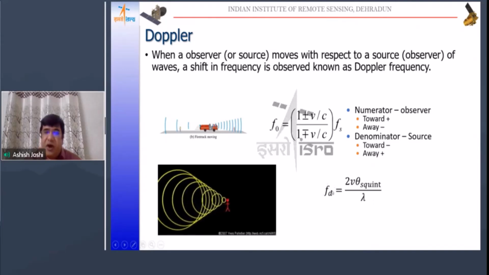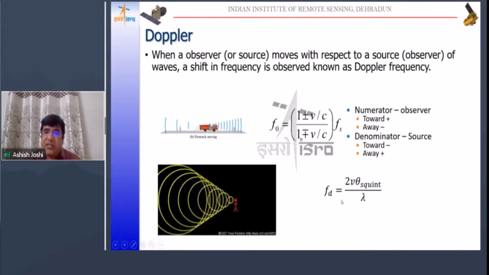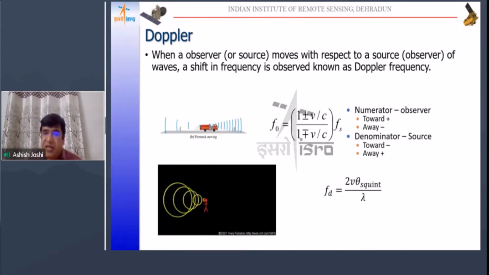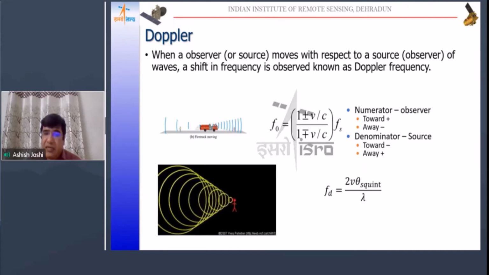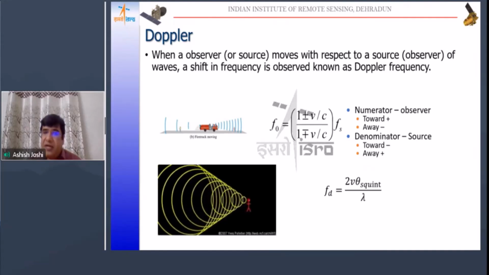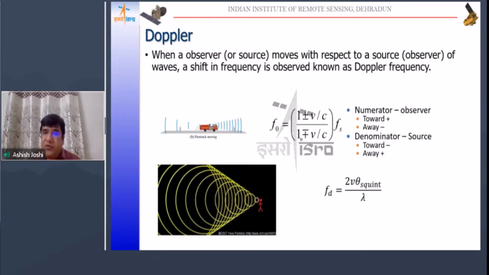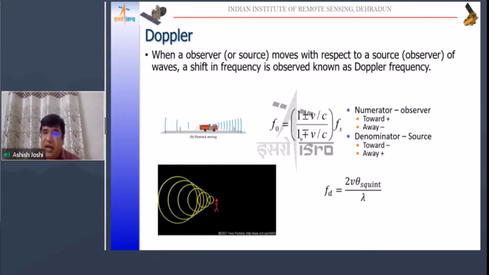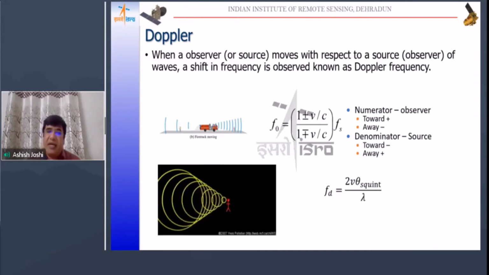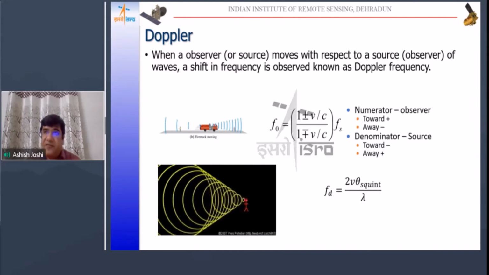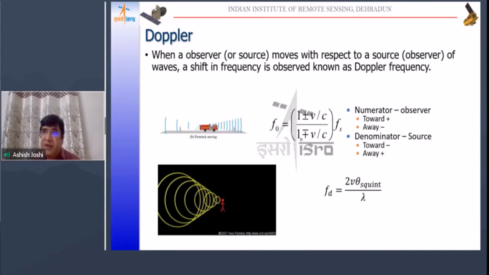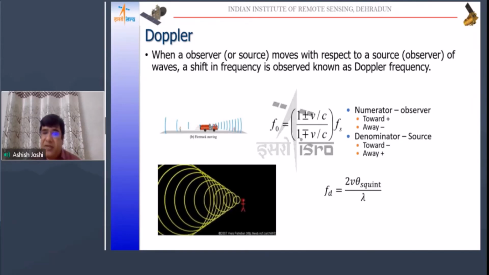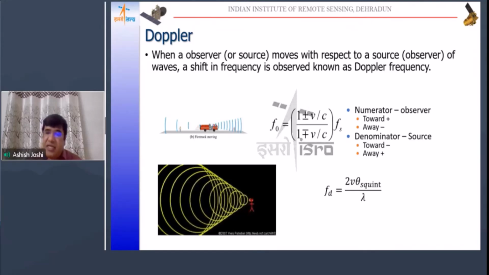This Doppler is what we get because SAR is moving with respect to the Earth surface, so there is a relative motion between the source and the observer. The source is the SAR sensor, and the observer is our image, meaning the Earth surface. Due to the relative motion between the SAR and the target, the Earth is also moving, so there is a Doppler shift, a frequency shift, between the SAR and the Earth surface target. That shift is given by this equation.